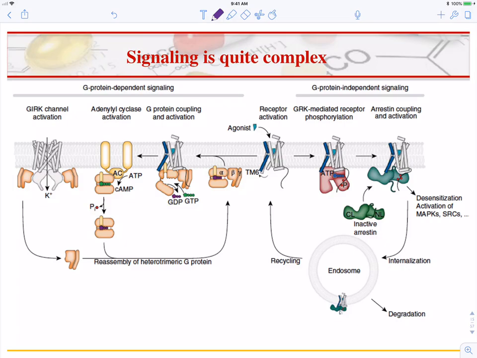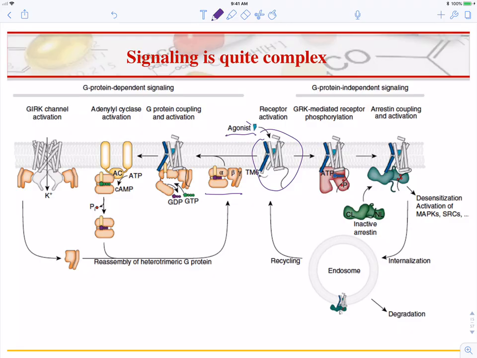So let's walk through this complicated slide. The G protein coupled receptor here can respond to two types of activation or signaling. In one case, upon binding of the agonist, it can associate with the G protein. We then have an exchange of GDP for GTP in the G protein, which is a heterotrimeric protein.